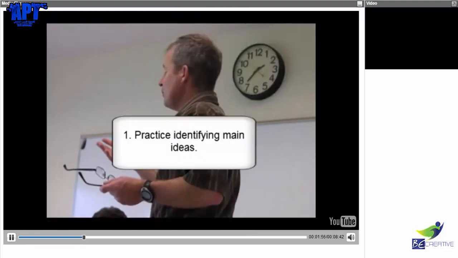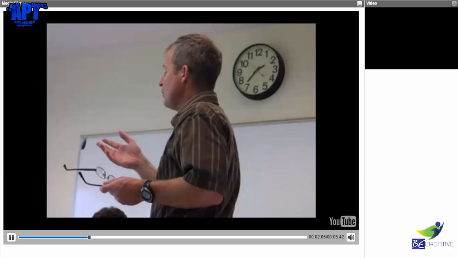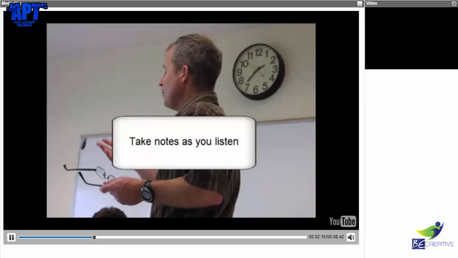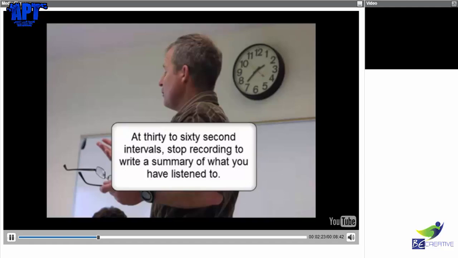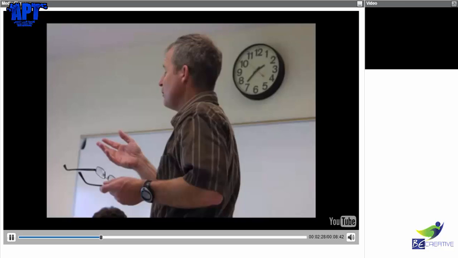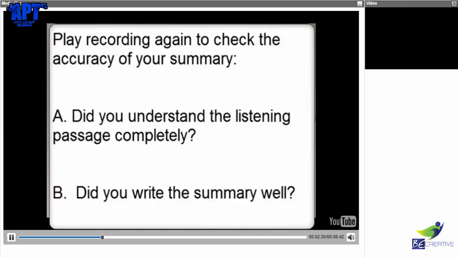First of all, number 1, it's important to practice identifying main ideas. Now, you could record some news, some informational programs in English. You might pick sources from the internet, from the radio. You may download talks or lectures from the internet. Now, as you're doing this, listen, take notes. Maybe stop the recording about every 30 seconds to 60 seconds. Write out a short summary of what you heard. Now replay the recording so you can check your summary for accuracy.